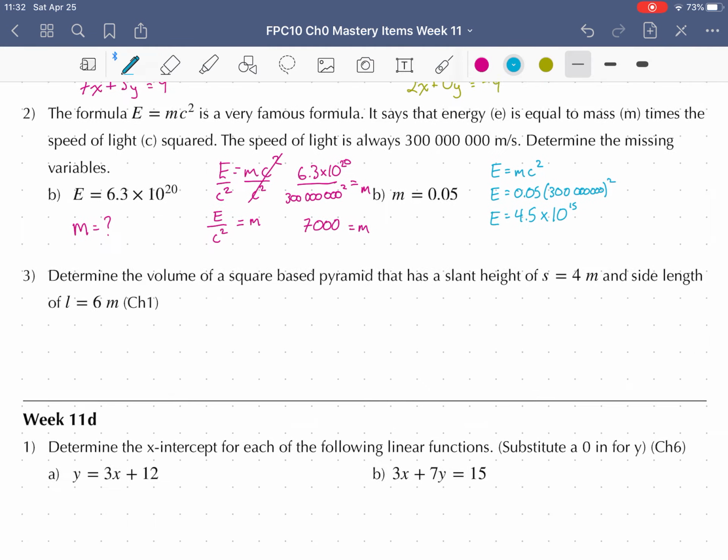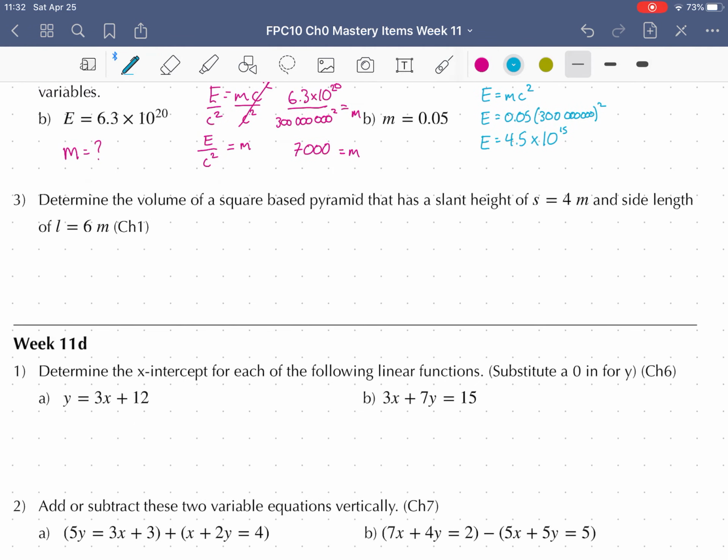All right, number 3. Determine the volume of a square-based pyramid that has a slant height of 4 meters and a length of 6 meters. Little bit of a problem here. We've got a slant height this time. Our formula for volume requires the perpendicular height. So let's figure out the perpendicular height.